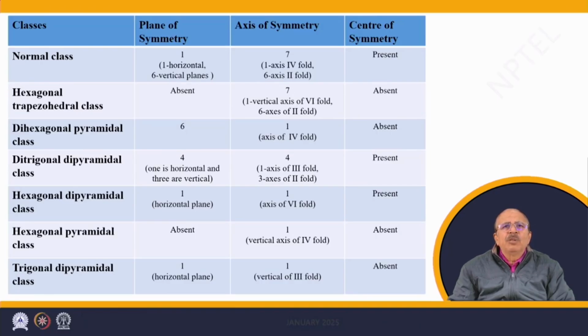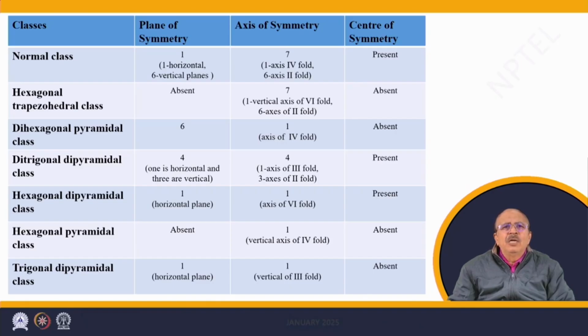In the normal class, plane of symmetry remains 1, axis of symmetry 7 and the center of symmetry remain present. Hexagonal trapezohedral class, the plane of symmetry absent, the axis of symmetry 7 and the center of symmetry absent. Dihexagonal pyramidal class, the plane of symmetry 6, axis of symmetry 1 and the center of symmetry absent. Ditrigonal dipyramidal class, the plane of symmetry 4, the axis of symmetry 4 and the center of symmetry present.